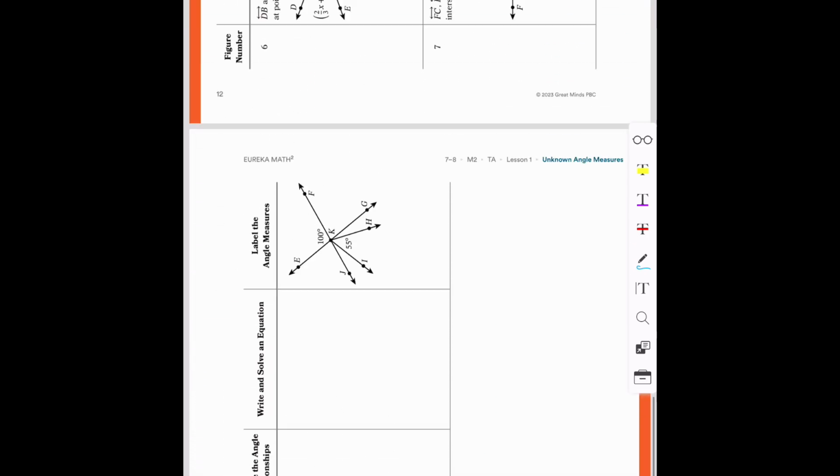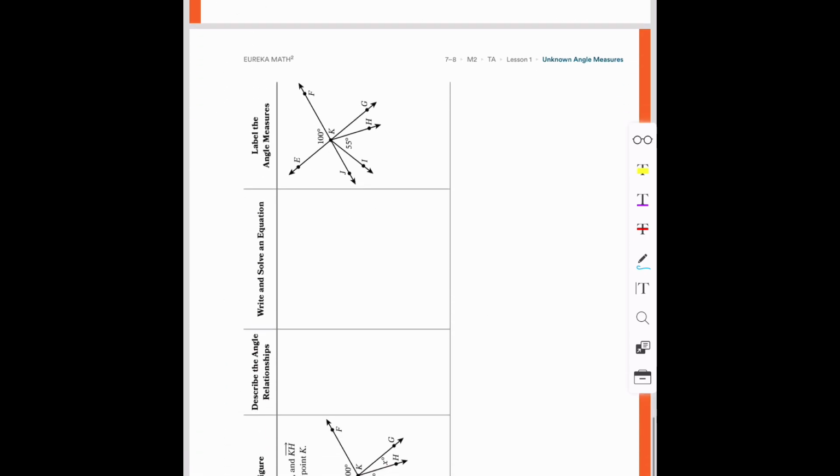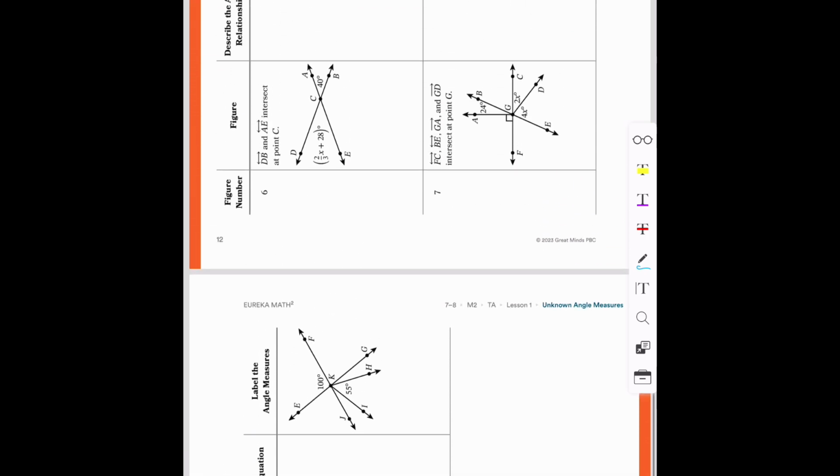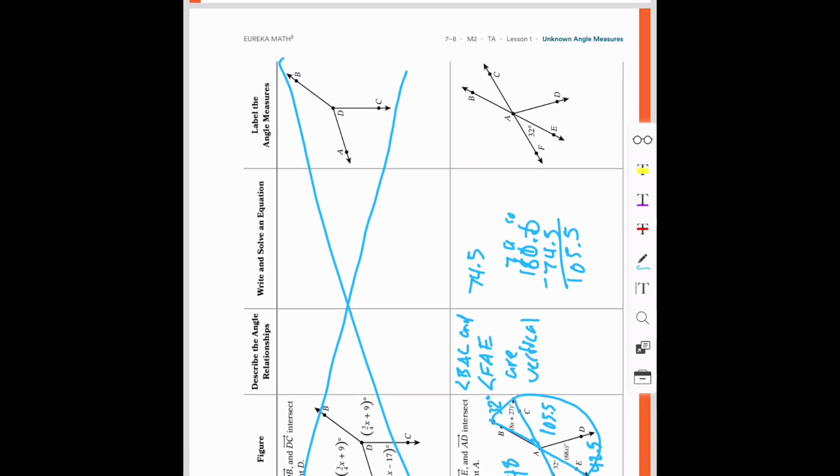Okay, so you can try to do number 6 and 7, even try to do number 8 if you want to. It should be preferably pretty easy if you just take your time and break them down.